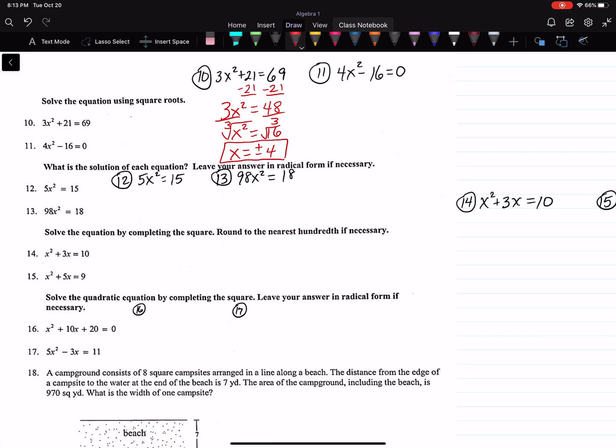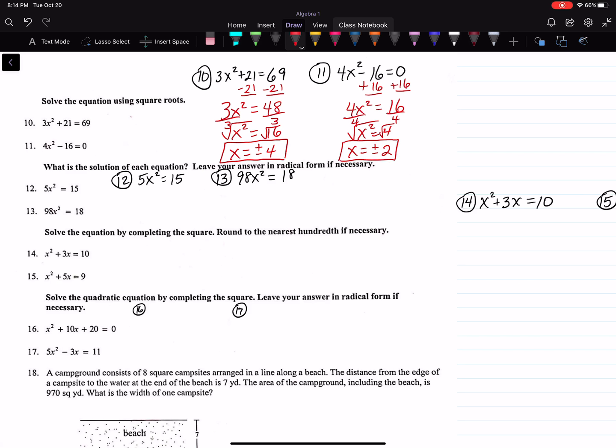Done. Number 11, same process. Add 16 to both sides. 4x squared equals 16. Divide by 4. X squared will equal 4. We take the square root of 4. X is positive or negative 2.